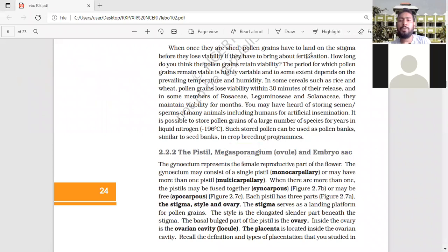Detail about the embryo sac. Is it clear? Okay, so the female reproductive structure is called the gynoecium.